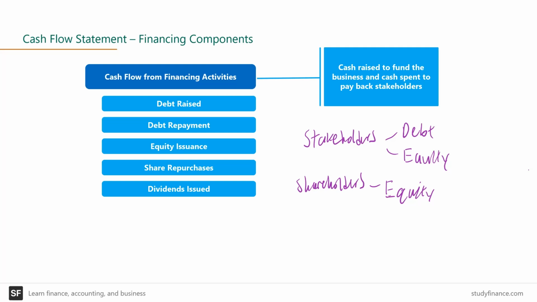So debt raised and equity issuances are cash inflows. So they will increase our cash balance as either a loan is taken on or a share of the business is sold, while debt repayments, share repurchases, and dividends issued are cash outflows. And dividends issued is a cash outflow as cash is paid to existing shareholders.